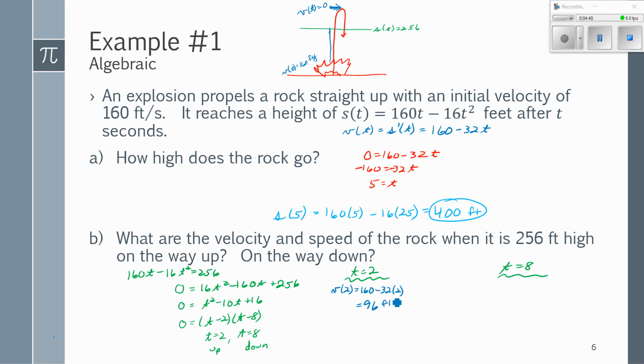Oops, apologies. Well, my speed is the absolute value of that. Well, that's already positive, so my speed is also 96 feet per second.